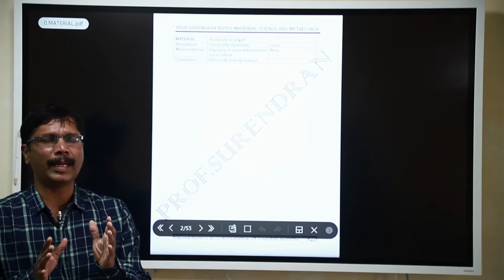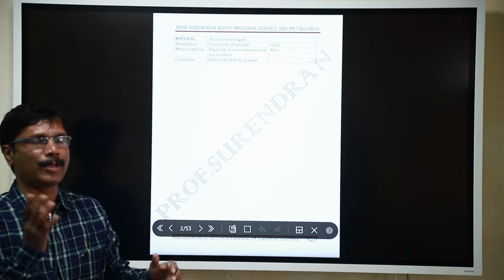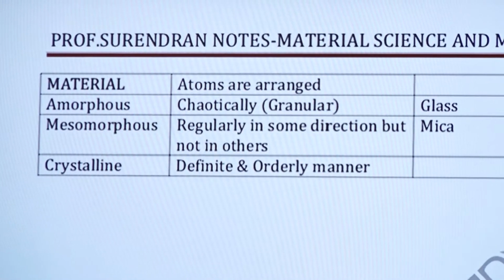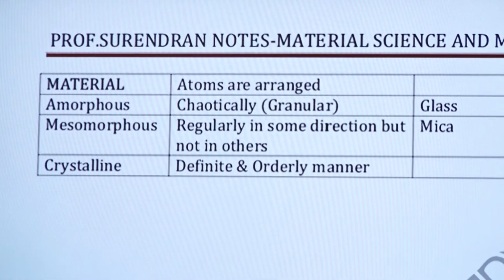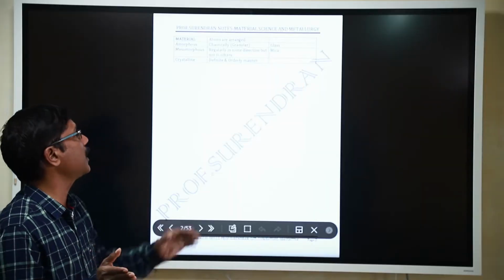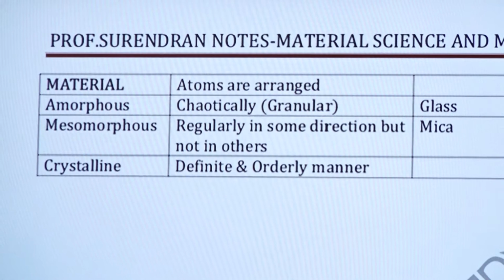The material can be classified as amorphous structure, crystalline structure, or mesomorphous structure. Amorphous structure means the atoms are chaotically arranged, and crystalline structure means the atoms are arranged in a definite order. Mesomorphous means it may vary: regular in some direction and chaotic in other directions.